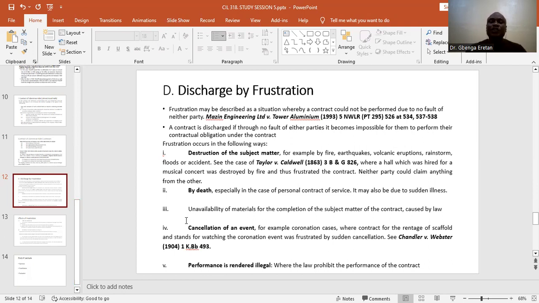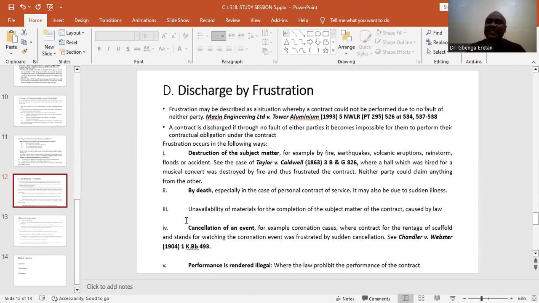So frustration could be the destruction of the subject matter by natural occurrence, which could be by earthquake, volcanic eruption, rainfall, flood. Then frustration could also take place by death. If the person who is expected to perform personal service died before the performance of that duty, the contract is said to be frustrated by death. Then cancellation of event. If the event that has been slated has been cancelled by authority, then whosoever has a contract for the performance on that date, it will come to an end.